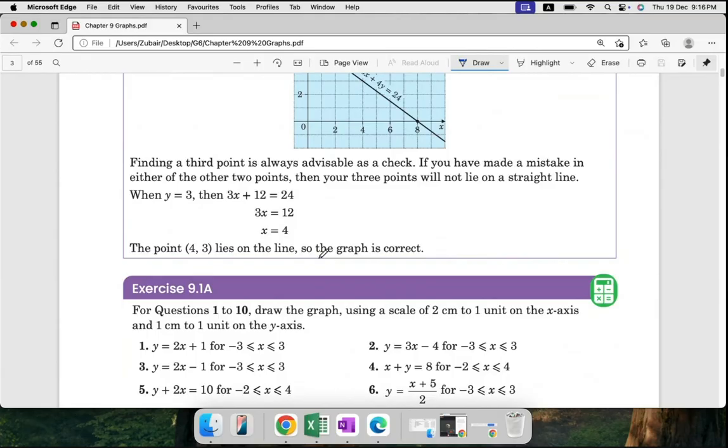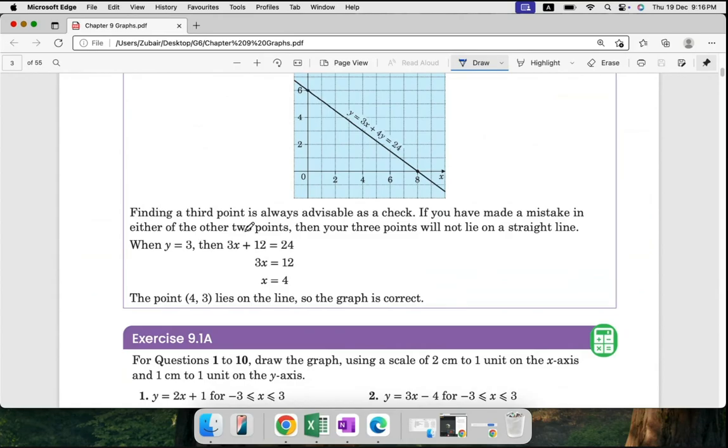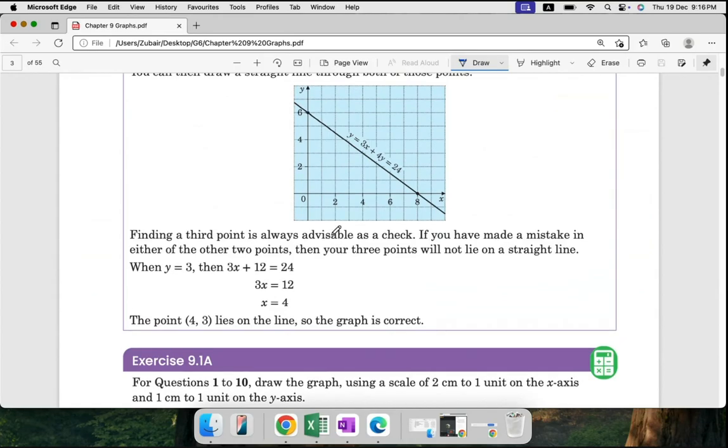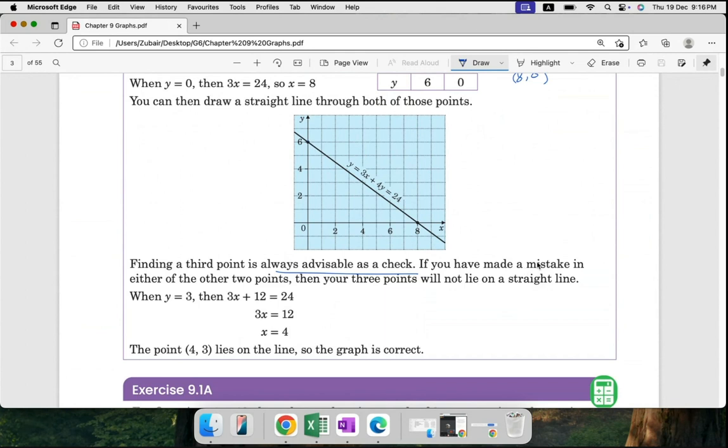Now there's an additional requirement. It says find a third point. Finding a third point is always advisable as a check. That's just a check, and definitely, yes, if you've not made any mistake, 2 are enough. But you may make a mistake, so it should be on the straight line.